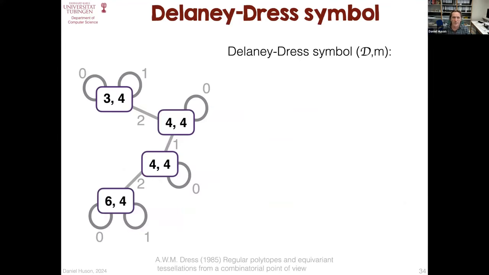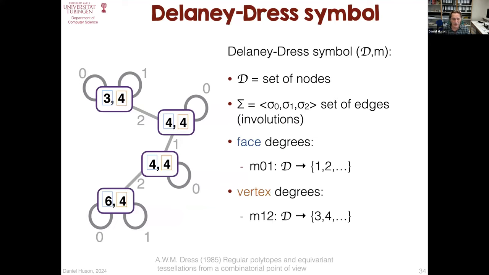This is what's called the Delaney-Dress symbol. Andreas Dress came up with this idea, inspired by Matthew Delaney. We think of it as a graph, but you can also think of it as a finite set with a group of involutions acting on it. But we're not going to pursue that path in this talk.